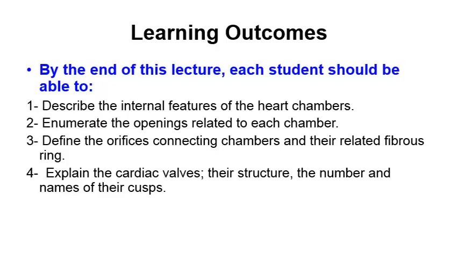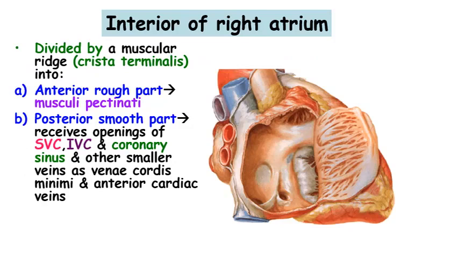By the end of this lecture, you are supposed to describe the internal features of each of the heart chambers, enumerate the openings related to each chamber, and define the orifices connecting the chambers together with the related fibrous rings. Explain the cardiac valves as regards their structure, the number, and the names of their cusps. So let's begin with the interior of the right atrium.